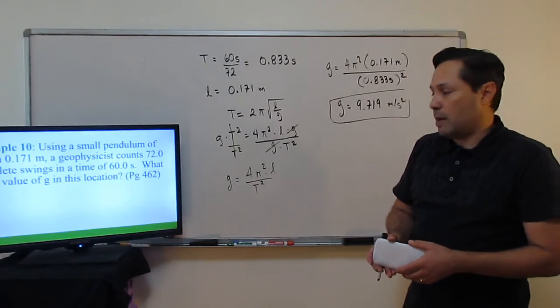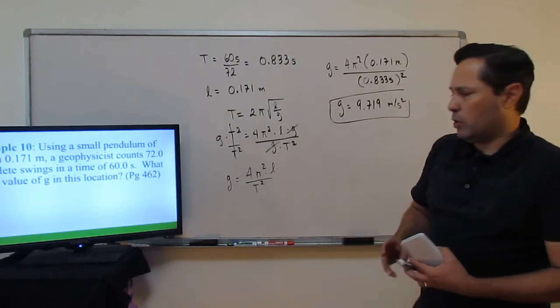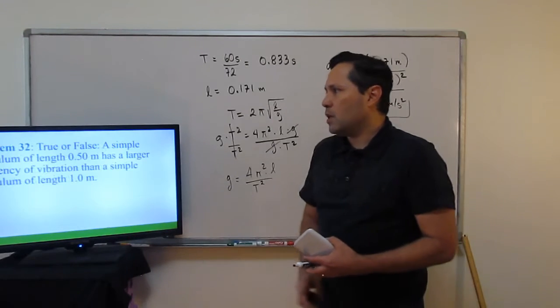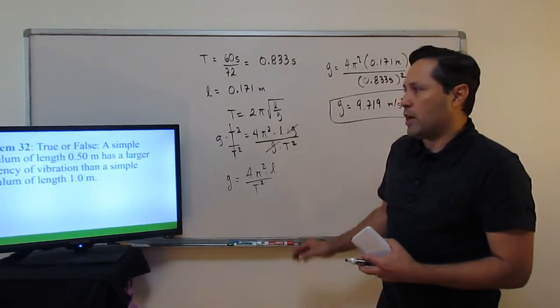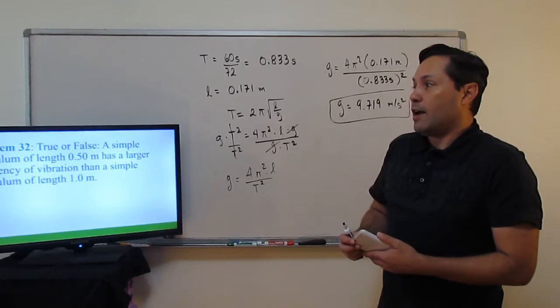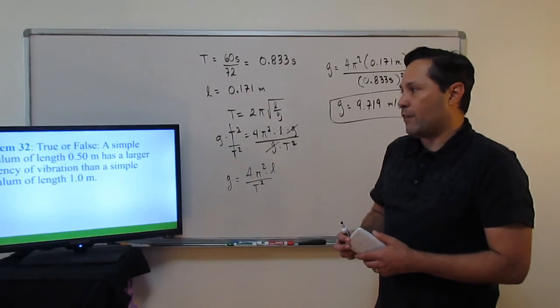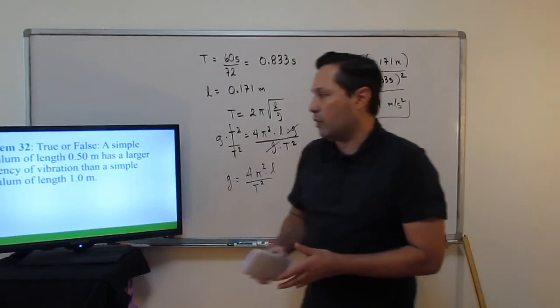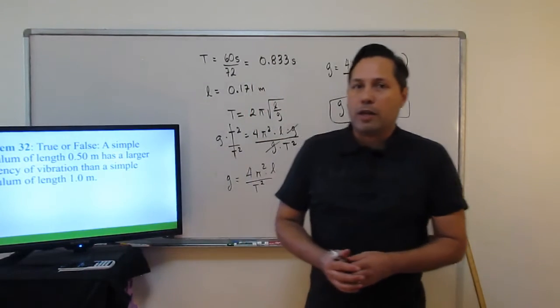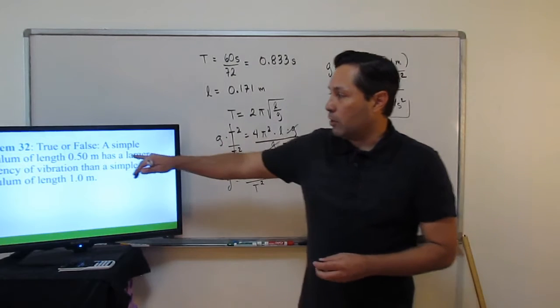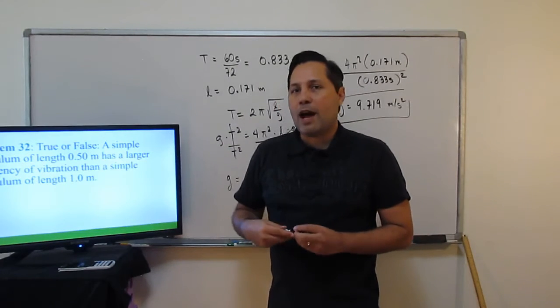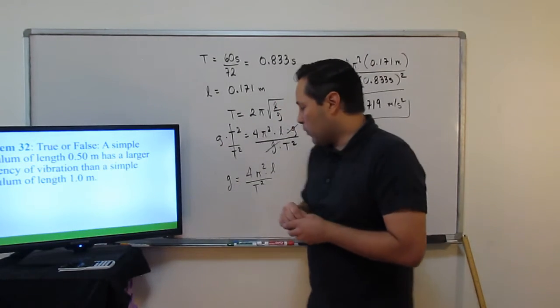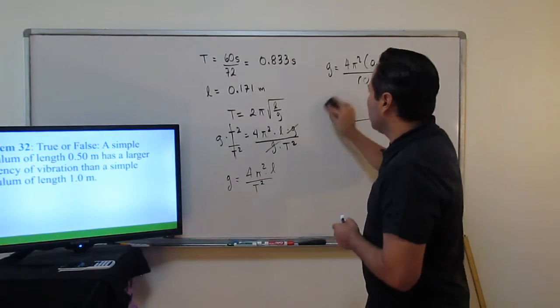Alright, that takes care of example 8. Let's go ahead and move along to the next problem. In problem number 32, they ask you, is this true or false? A simple pendulum of length 0.5 has a larger frequency of vibration than a simple pendulum of length 1 meter. Alright, does the smaller pendulum have a higher frequency? The answer for that, yeah, this will be a true answer.